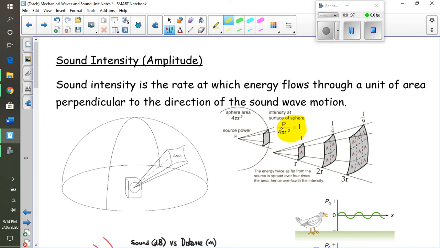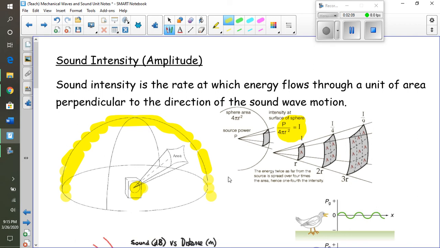Now, the way we model sound is we think of sound as a giant circle. So we've got our source of sound, and as the sound waves travel outwards, we think of them as traveling out spherically. Well, the surface area of a sphere is 4 pi r squared. So the way we calculate the intensity is we take power, which is measured in watts, divided by surface area, which is measured in meters squared.